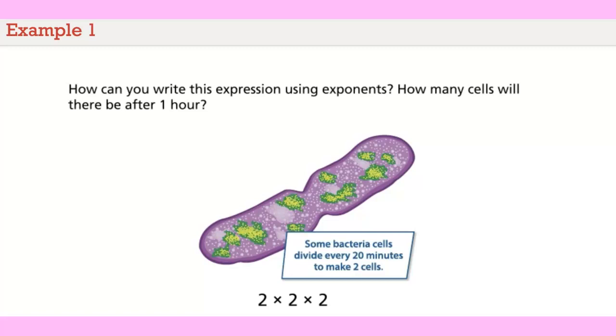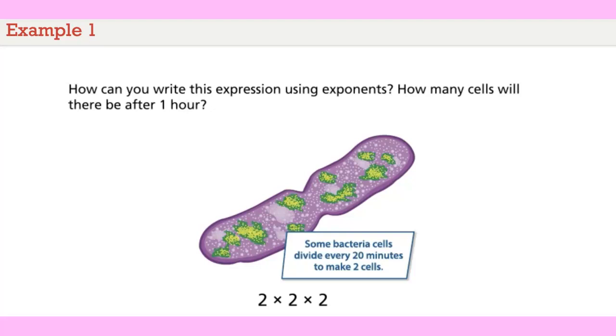I'm gonna stop, and I know we already have an idea how it works. So some bacteria cells divide every 20 minutes to make 2 cells. So how can you write this expression using exponents, and how many cells will there be in 1 hour?